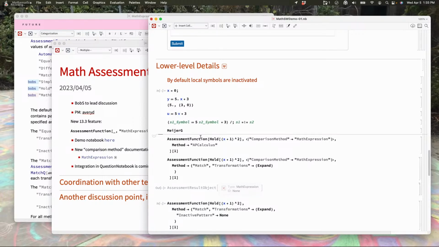And we have a way of specifying sort of partial credit, don't we? We do. Right now, the assessment result object always has a Boolean correct value, but it also has a score value that can be anything. And you can pass back an explanation that's presented to the user.